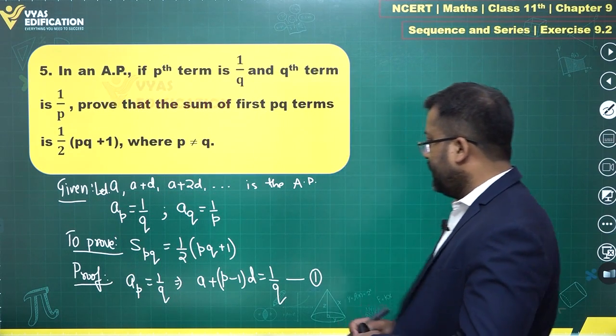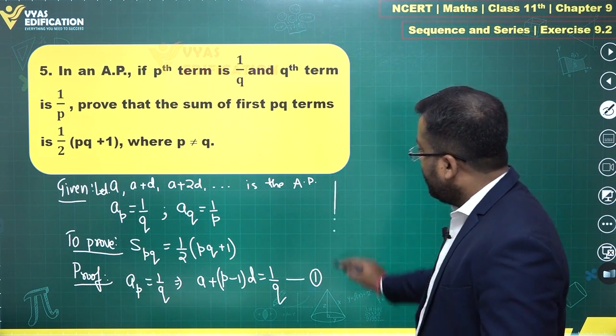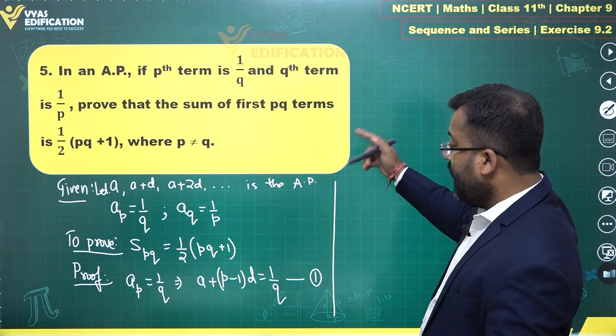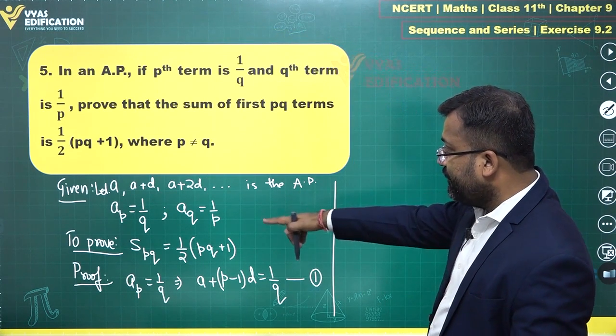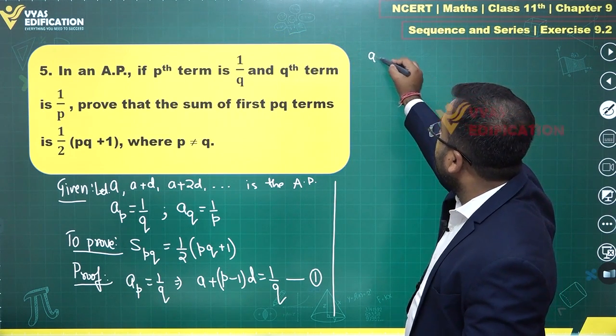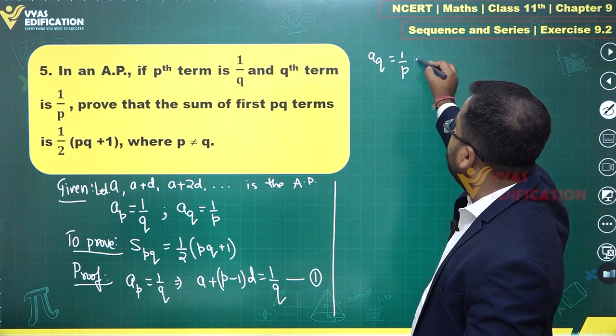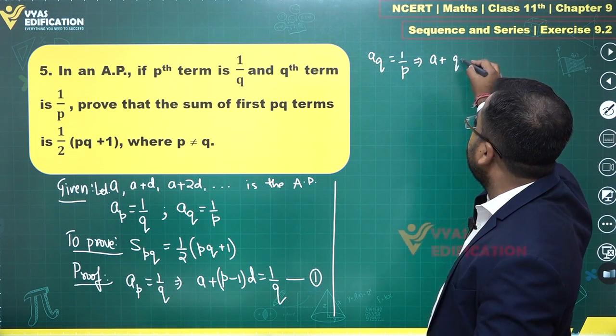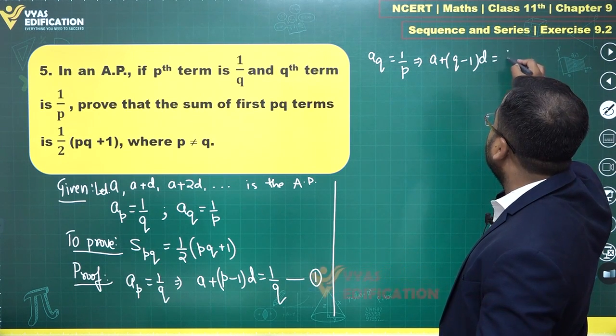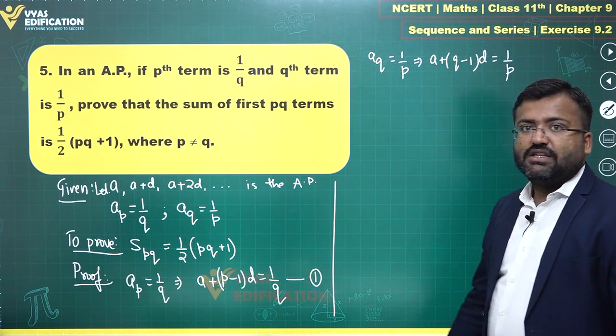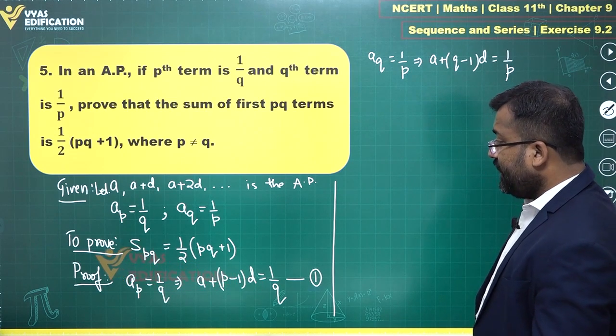Let's call this equation 1. This is equation 1. What else? You have another thing over here, AQ. AQ is equal to 1 upon P. That tells me A plus Q minus 1 D will be equal to 1 upon P. Is that okay? Yes. What else?